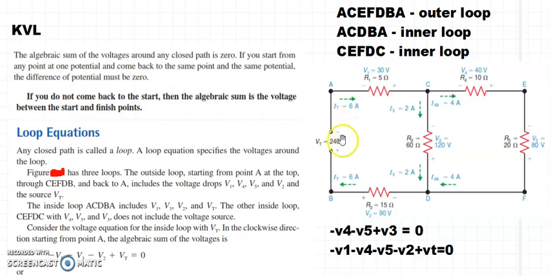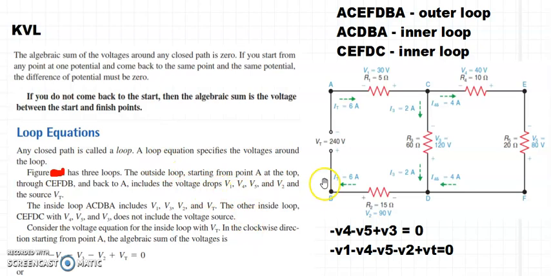And if we see in this circuit, there is not only one closed path, there are multiple. This was the outer closed path, A, C, E, F, D, B, A. Then there are two inner closed paths: A, C, D, B, A, and the other one is C, E, F, D, C. So we have three loops or three closed paths in this circuit.